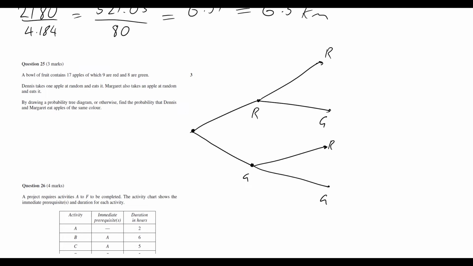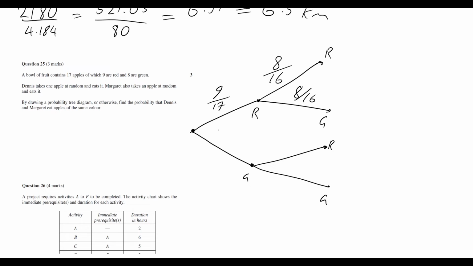Okay, so if we're looking at Dennis taking one apple at random first, and then Margaret takes an apple. Now we know that there's 9 red, 8 green initially. So for Dennis to take a red, he has a chance of 9 out of 17. If he takes a red, let's not forget that there's going to be one less red apple in the mix. So for Margaret to then pick a red apple after Dennis already picks a red apple, she'll have a chance of 8 over 16. And this will also be 8 over 16 for 8 green out of the 16 possible.